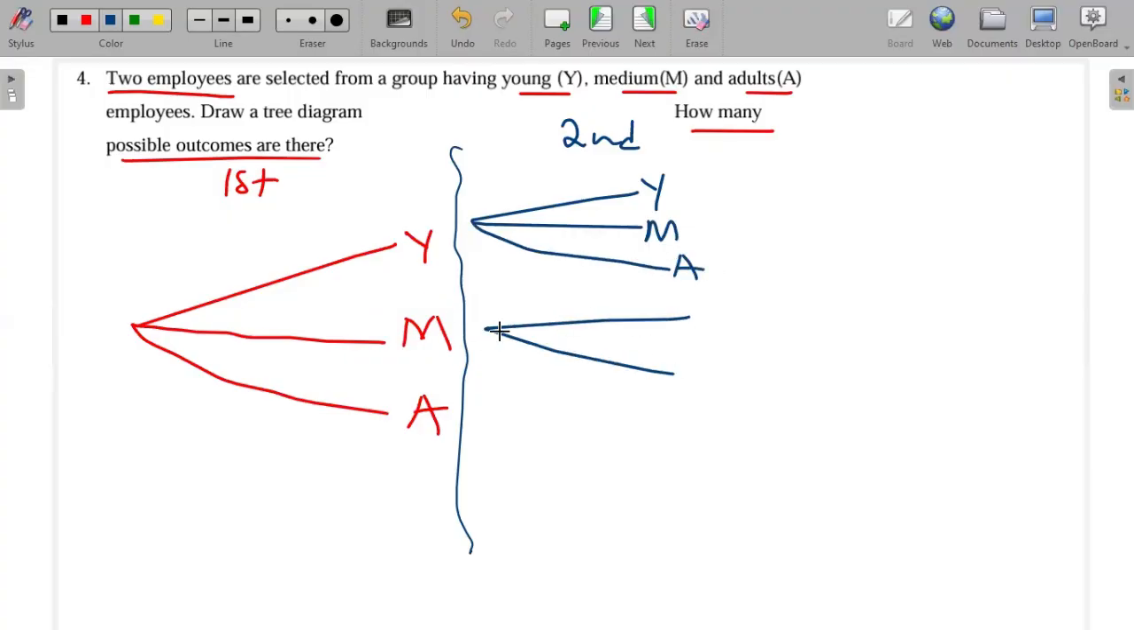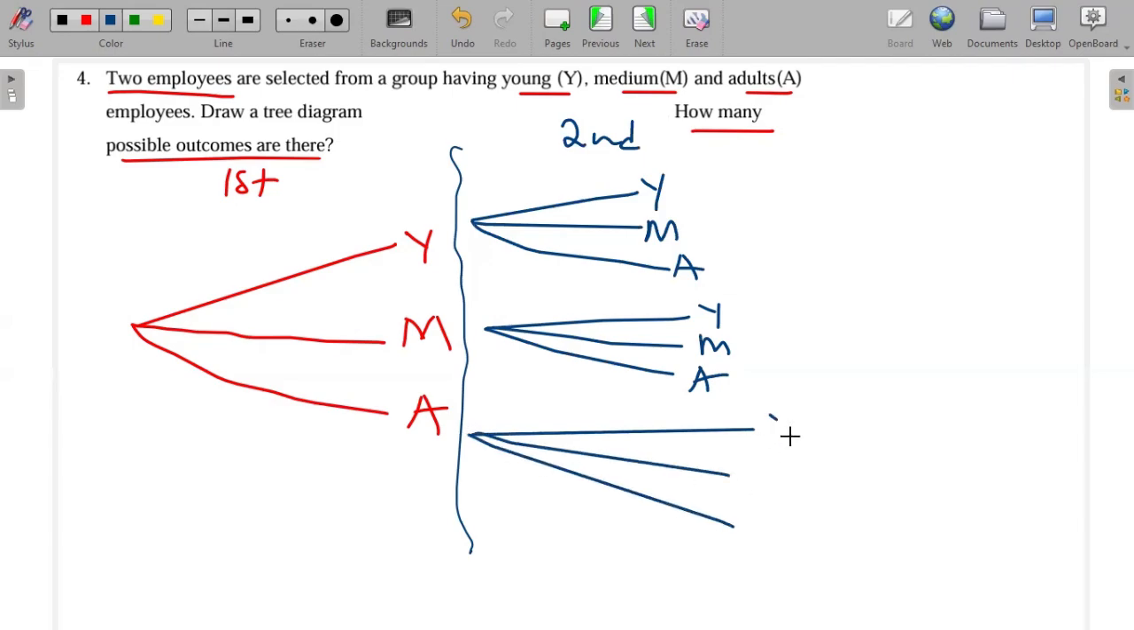So you see that these things are actually very simple, right? So young, medium, adults. And here again, it can be the same. So young, medium, and then adult. Okay, so this is my tree diagram. I've drawn it. Okay, and then they're saying how many possible outcomes are there. So we just have to list the sample space.